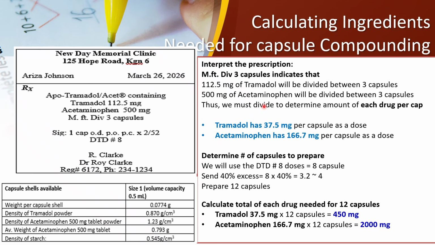So if you want to find one, you have to divide by 3. We got that here, right? And we now need to determine the number of capsules to prepare for. How much are we sending and what process are we making? So here the signature is there for 2 weeks, but we have DTD number 8. So we're sending 8 doses, and each capsule is a dose. So it means we're going to be sending 8 capsules. 40% of that is 12. And we calculate the total amount of drug needed for the 12.